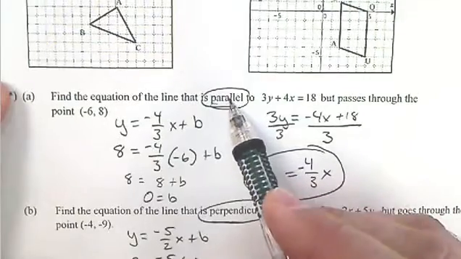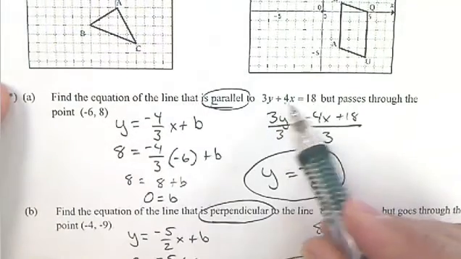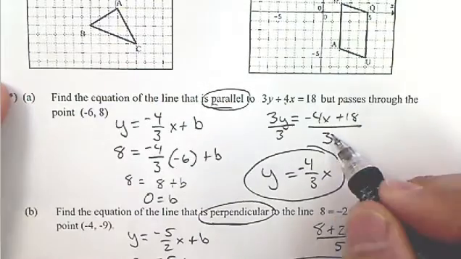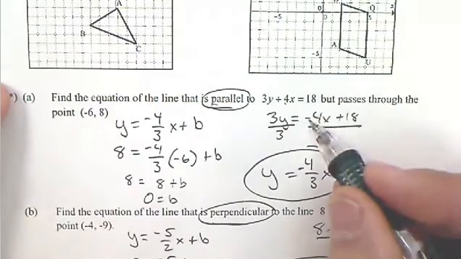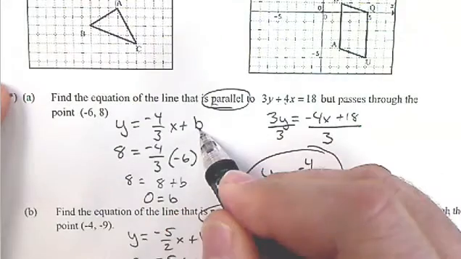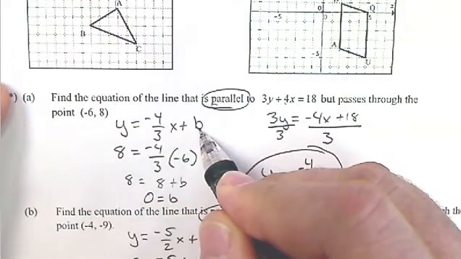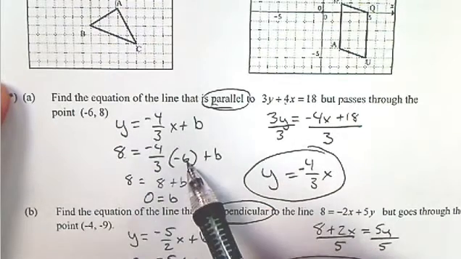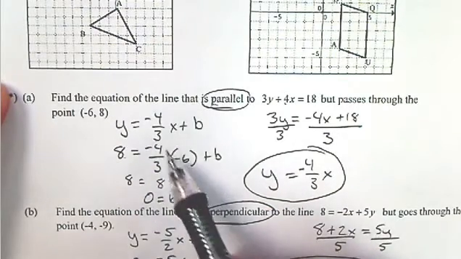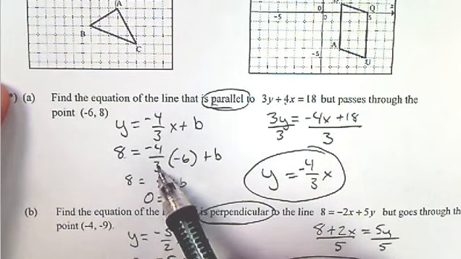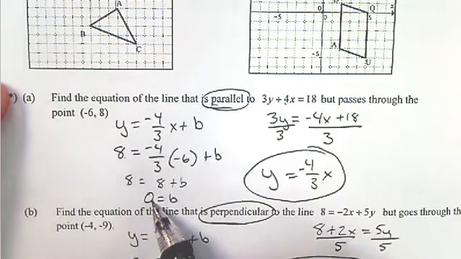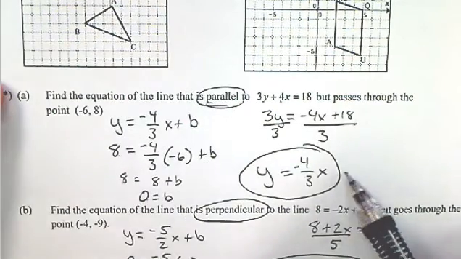Parallel means the slopes are the same. I had to subtract 4x from both sides and then divide by 3 to get it in y equals mx plus b form so I can see the slope. So negative 4 over 3 is negative 4 over 3 plus b. I don't know the y-intercept until I plug in a point. There's my y, there's my x. Negative 6 times negative 4 is positive 24 divided by 3 is 8. Subtract 8 from both sides and I got 0 for my y-intercept.